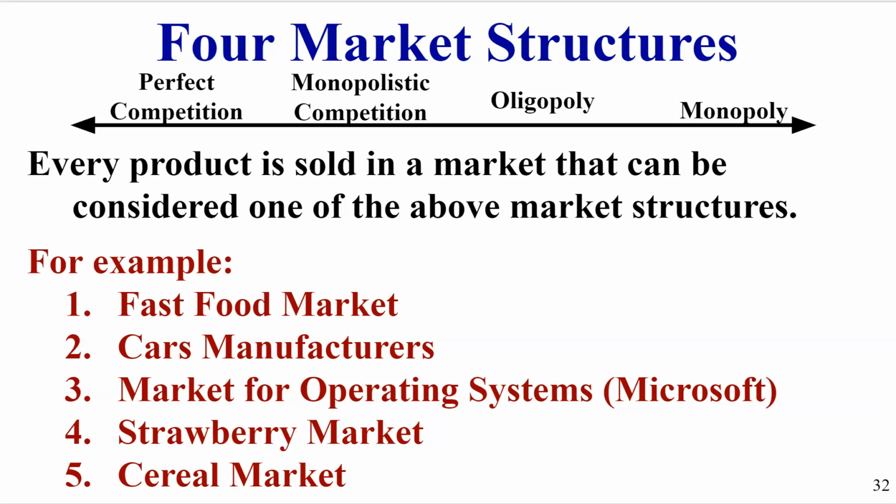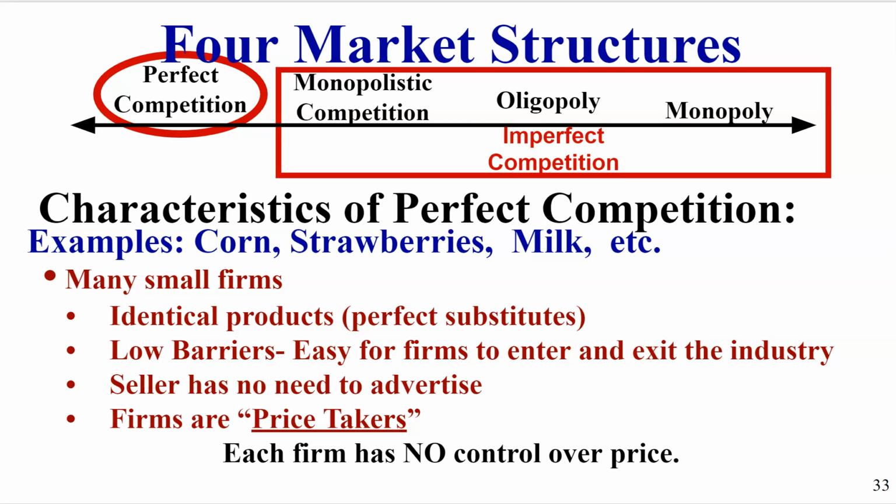And the idea here is all of these, in some way, shape, or form, may have varying levels of market power and a degree of whether they have more barriers to their particular industries. And you can see in the fast food market, or car manufacturers, or strawberries, or cereal, these are all different in terms of which market structures they are a part of. But what we're going to look at here is perfect competition.